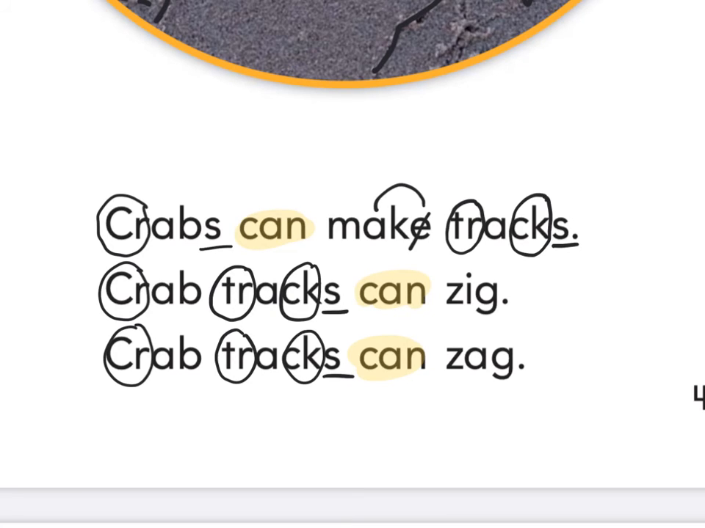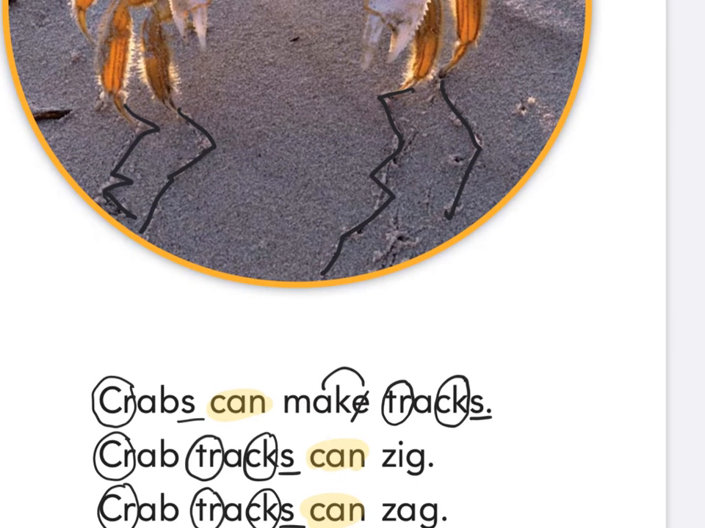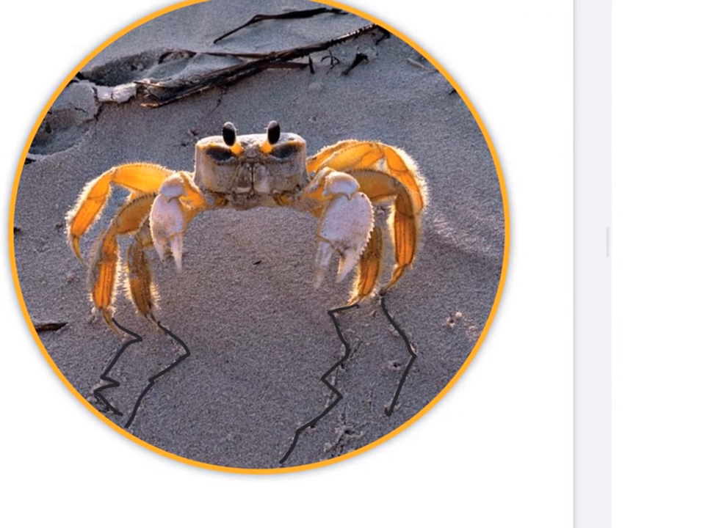Okay, let's read together. Fingers ready. Crabs can make tracks. Crab tracks can zig. Crab tracks can zag. Oh, so they're talking about how they make tracks in the sand and how they zig and zag. That means they go this way like that. Okay? You want to see the crab one more time?